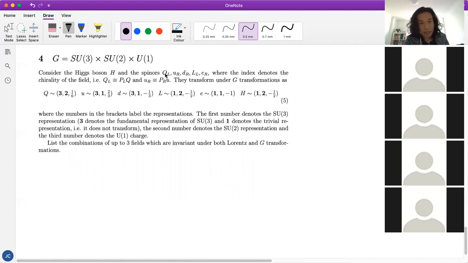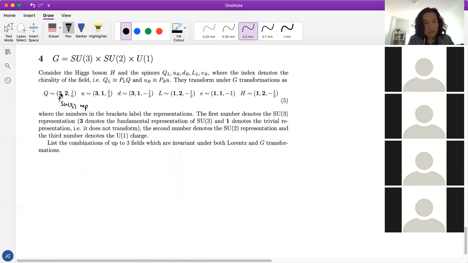So the left-handed quark, capital Q means quark, and then you have the up and down quarks that are right-handed, and then capital L is leptons. So you got the left-handed leptons and the right-handed electron. So now you want to consider that each of these individual spinors, these fields, transform under these 3 groups represented by this.